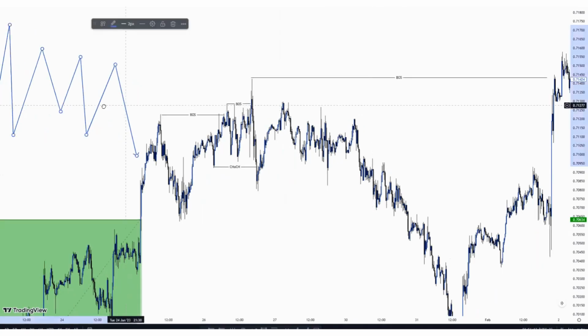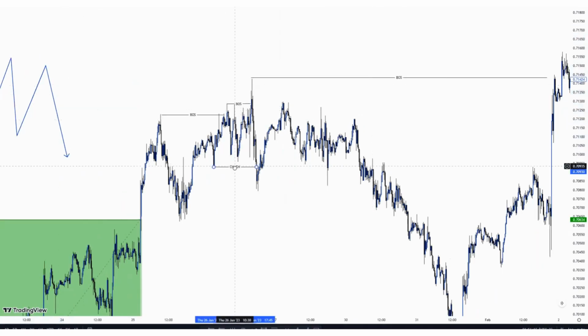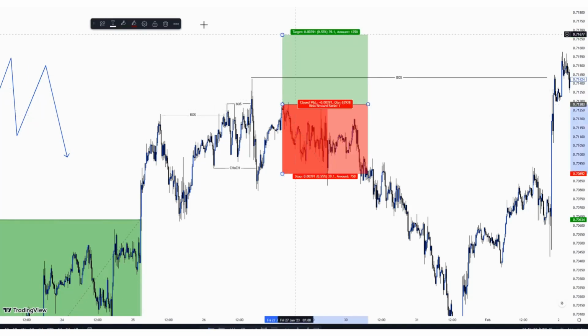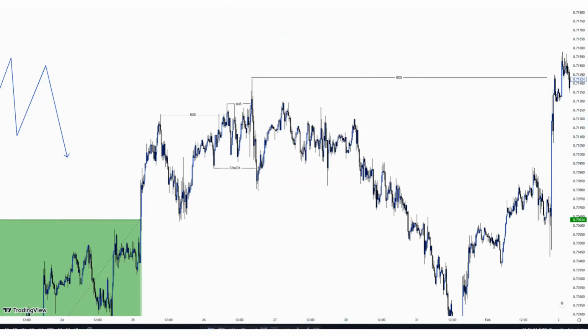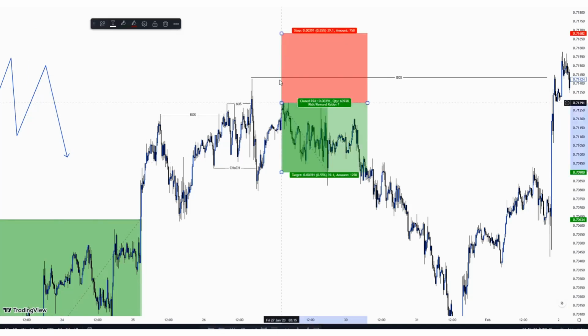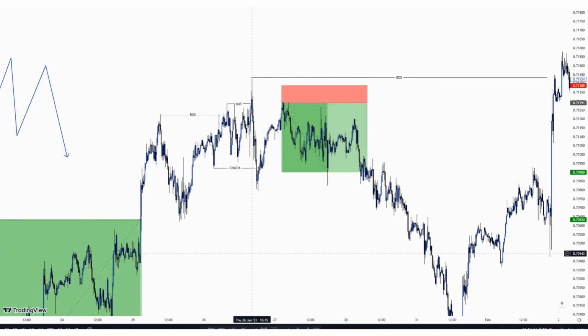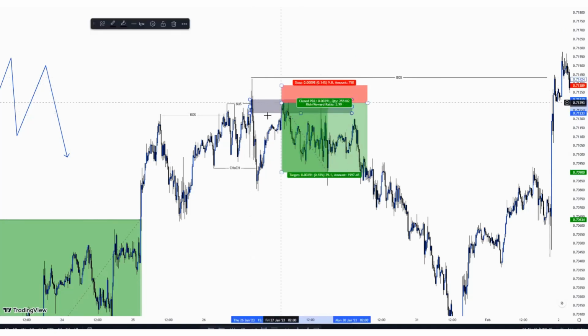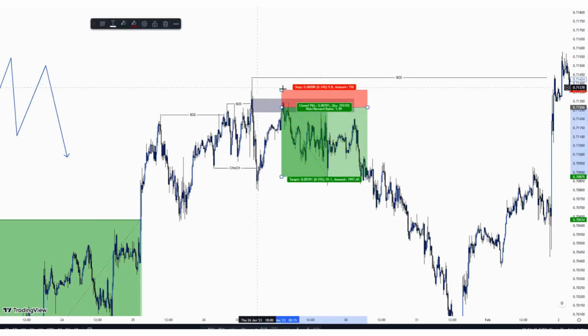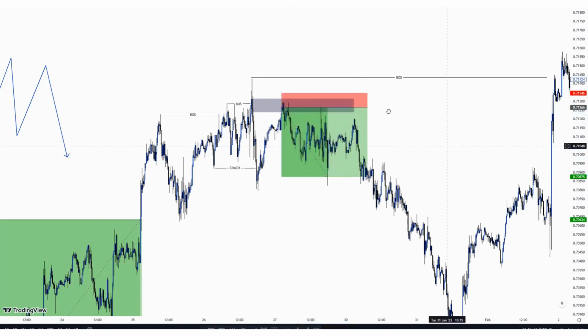There are other confluences that are not really part of this video. So after that, this is a pullback, then your entry. You have your entry there. Let's say we have an area. Just press it here, then you can enter in the middle. You put your stop just above this point.